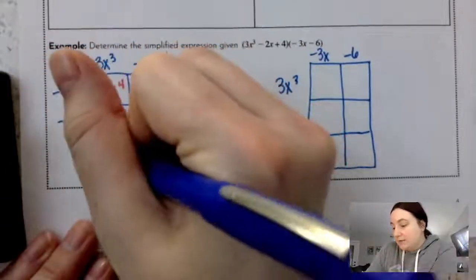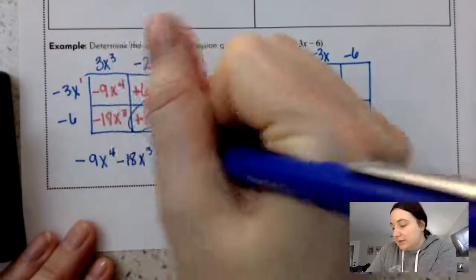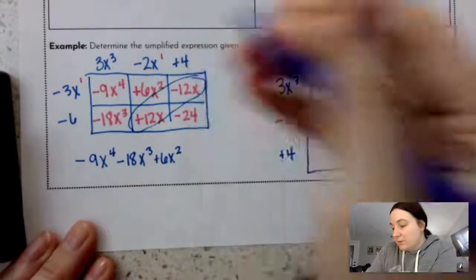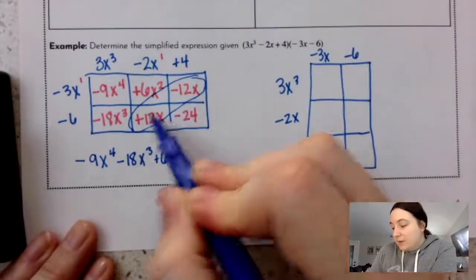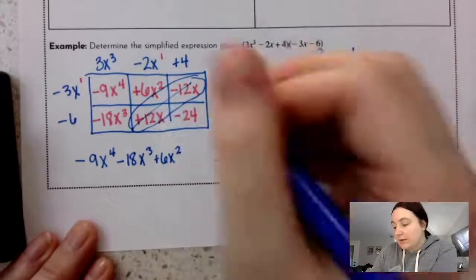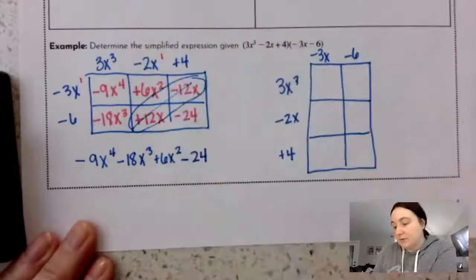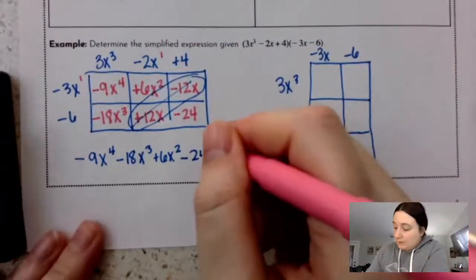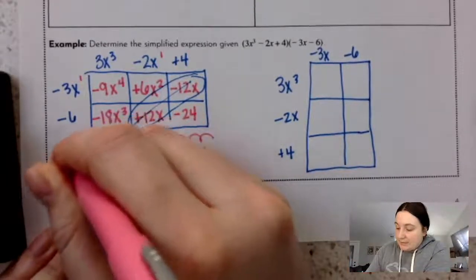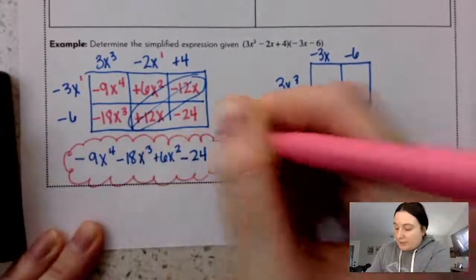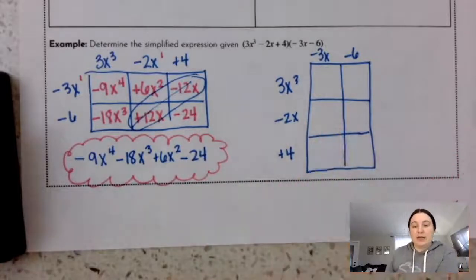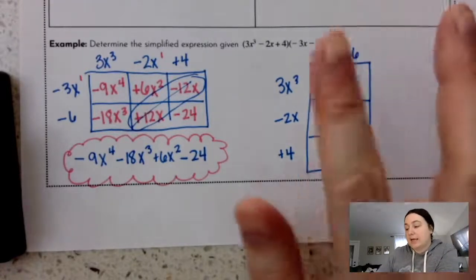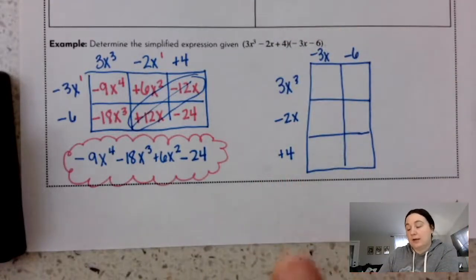Negative 9x to the 4th minus 18x to the 3rd plus 6x squared. Positive 12 and negative 12 cancel. So I don't even need to write those down. And then minus 24. So this is my answer. And I just wanted to show you one that's bigger so you knew how to draw the box. But I suggest anything bigger than 2, you use box method. Anything smaller, you use distributive. But again, they both work for all polynomials. One just might be a little bit easier than the other.